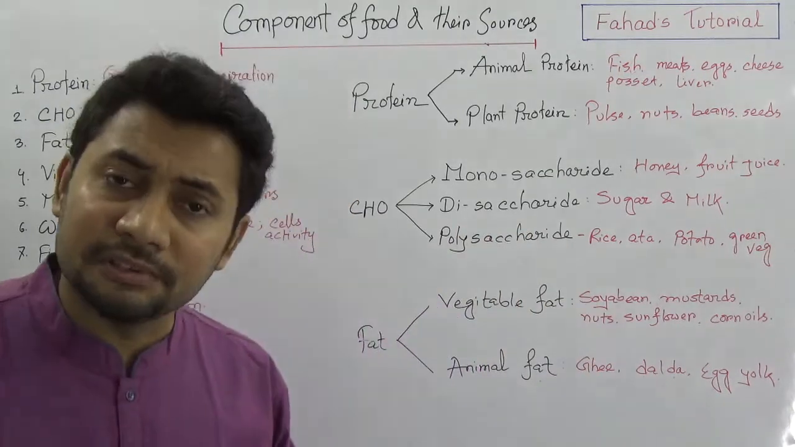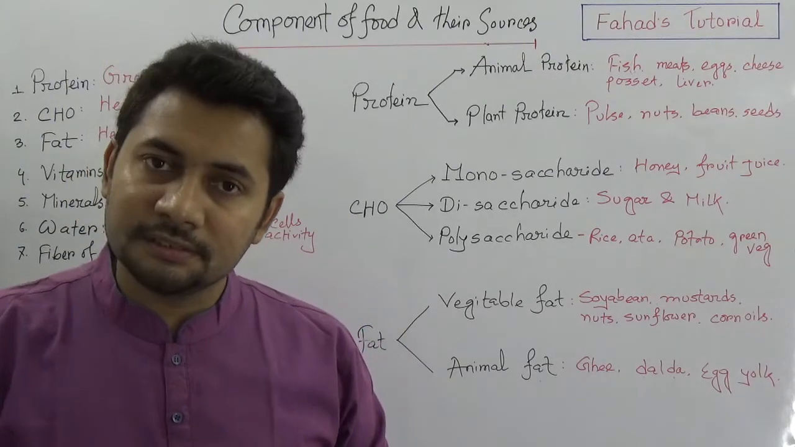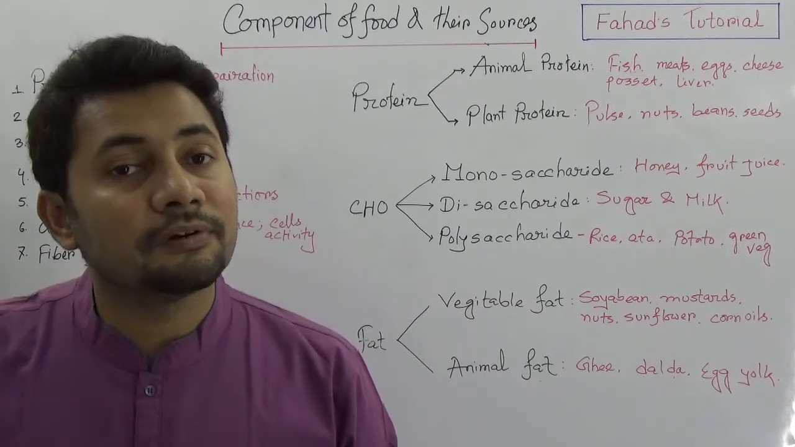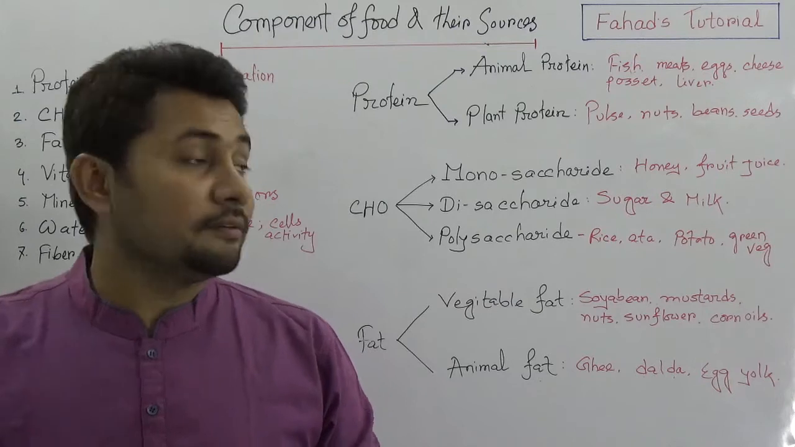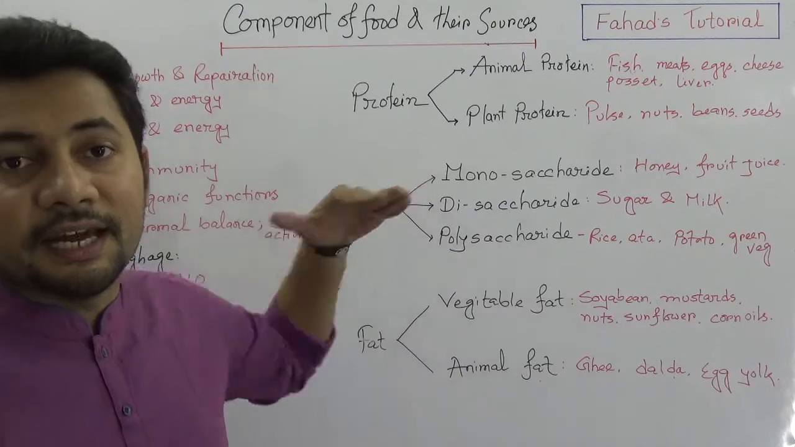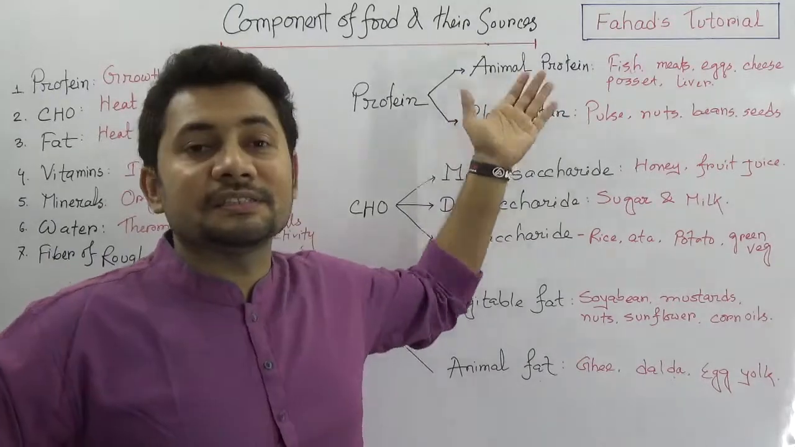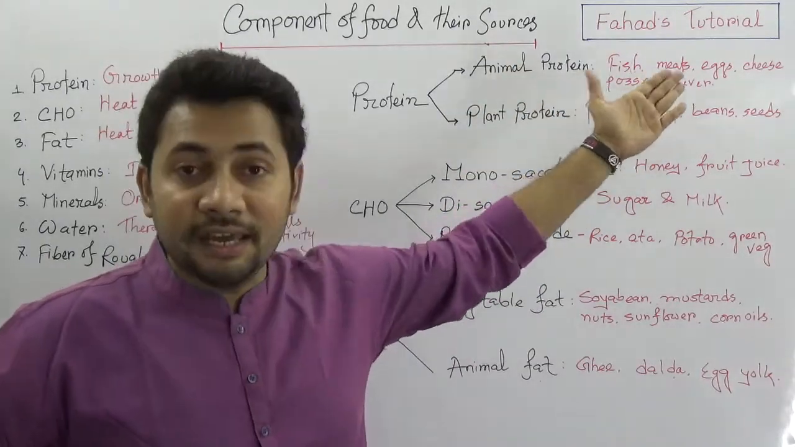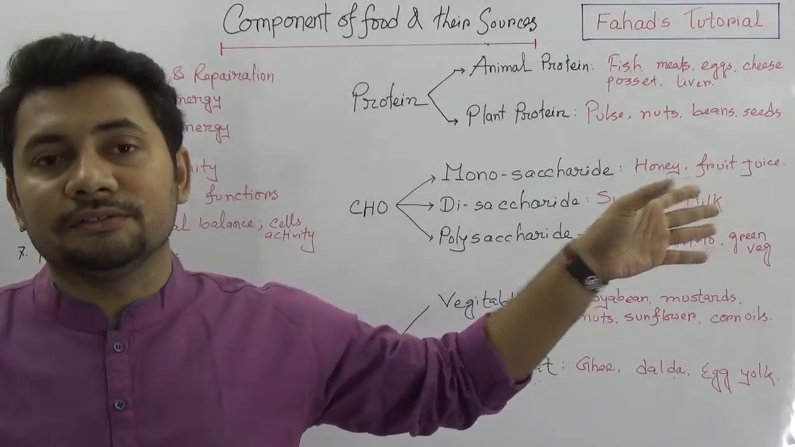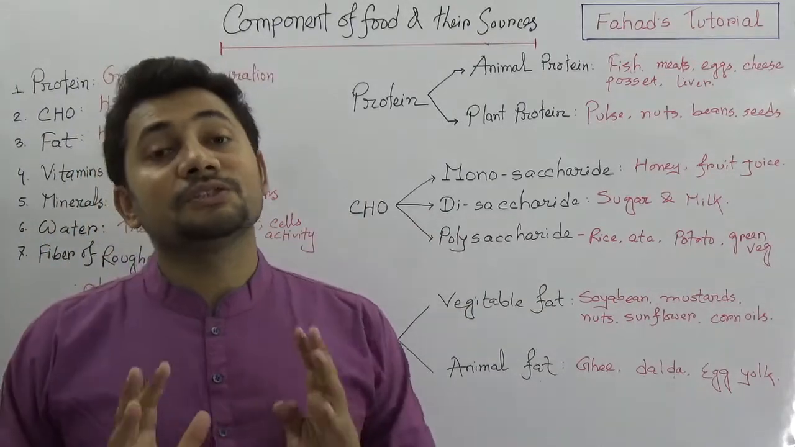Now we'll think about protein. Protein's main source is 16% nitrogen, and 1 gram of protein provides 4 calories to our body. From the source we can divide protein into 2 parts, animal protein and plant protein. Animal proteins come from foods like fish, meat, eggs, cheese, pulses, and liver. There are other sources also, but I'm keeping some specific names so that you can memorize the sources of proteins.